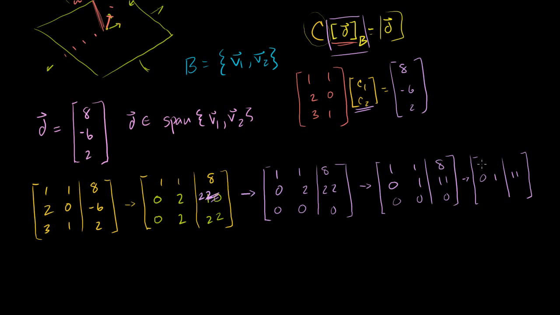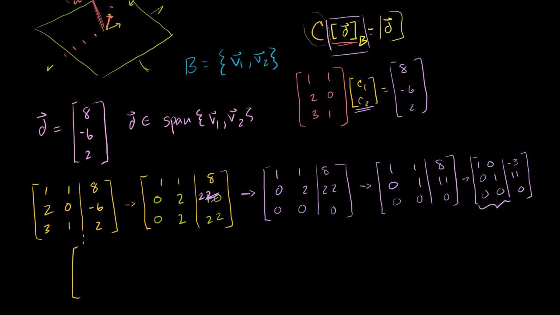So 1 minus 0 is 1. 1 minus 1 is 0. 8 minus 11 is minus 3. And I'll keep my last row the same. So I've put the left-hand side in reduced row echelon form. So this right here is essentially telling me my solution. I know that C1, the solution, so I could write it this way.